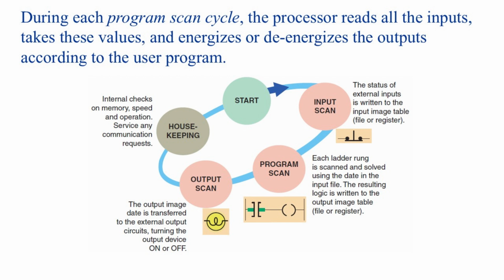Then comes the output scan. This is when the PLC updates the actual hardware outputs, energizing or de-energizing field devices to match the output image table. Finally, the PLC performs some housekeeping tasks, checking memory, communications, and internal diagnostics before starting the next cycle. This entire sequence happens incredibly fast, often several thousand times per second. So, every few milliseconds, the PLC is rereading inputs, solving the logic, and updating outputs, keeping your system running smoothly and in real time.